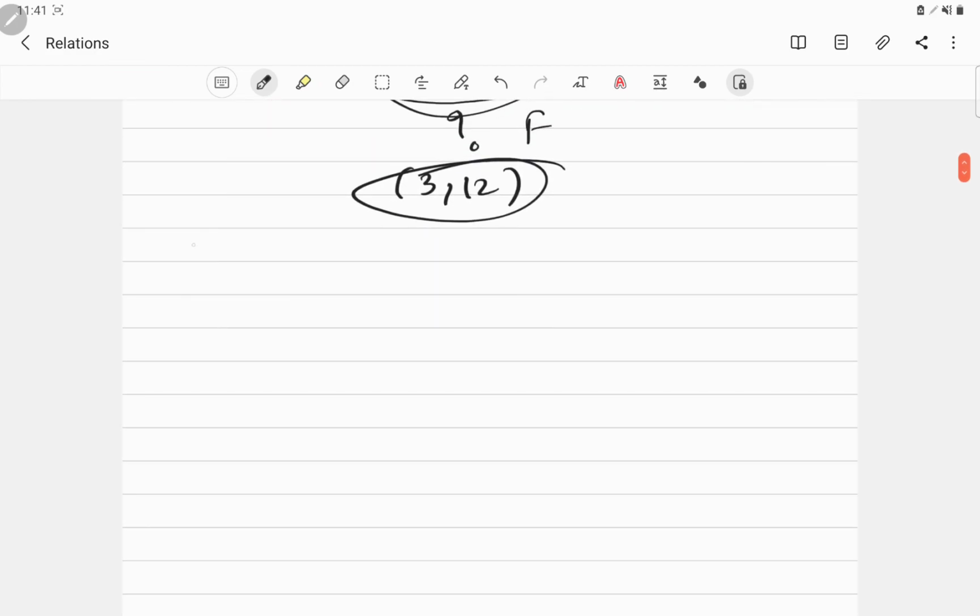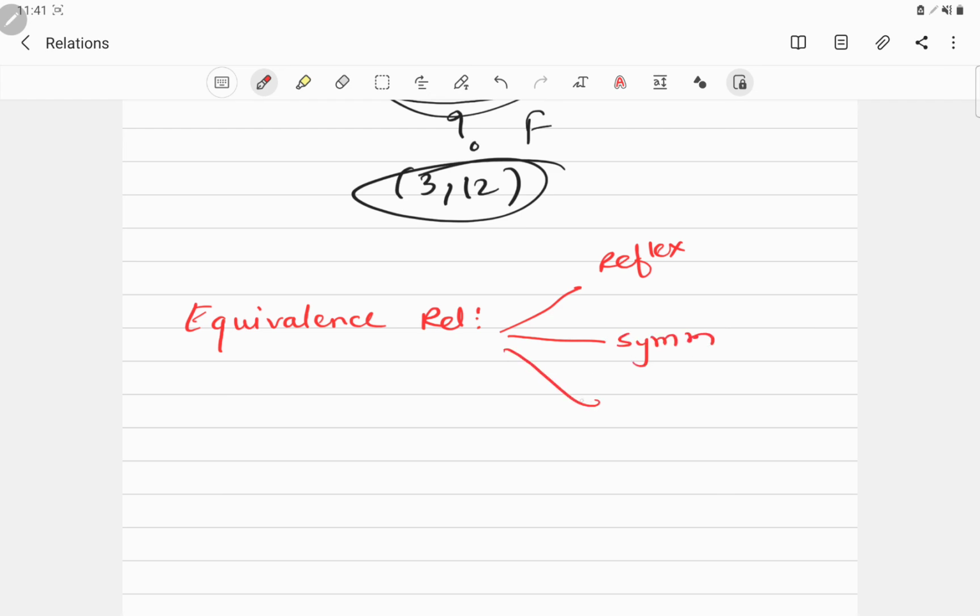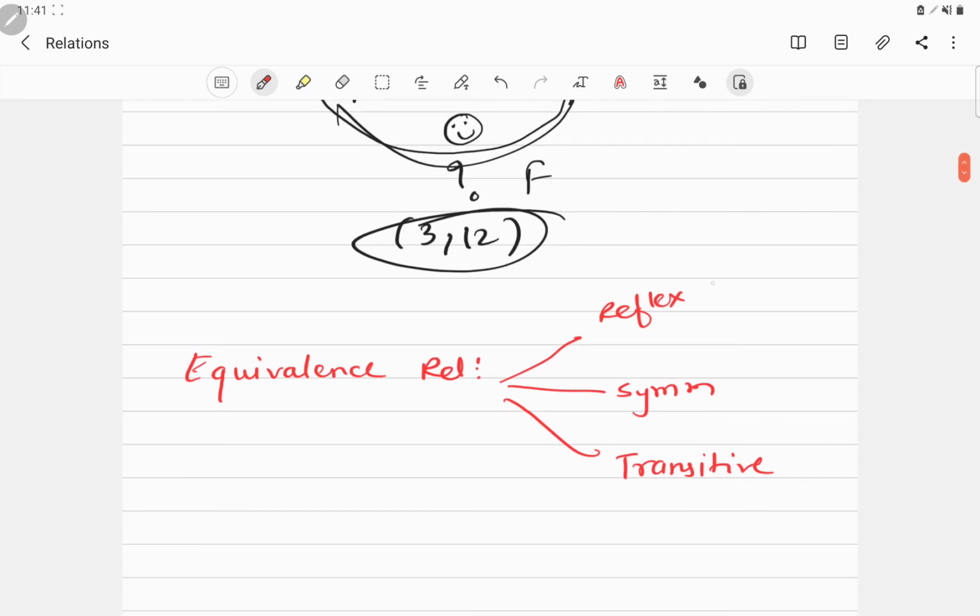Okay, then here I am asking you one simple question: is it an equivalence relation? What is an equivalence relation? If a relation is equivalent, then it is reflexive, it is symmetric, and it is transitive. If one particular relation satisfies all these conditions, then and only then it is an equivalence relation. As far as this example is concerned, it is reflexive, it is transitive, but it is not symmetric. Since it is not symmetric, therefore it is not an equivalence relation.